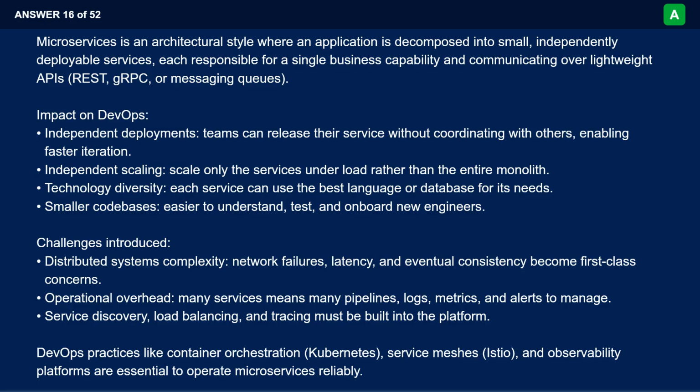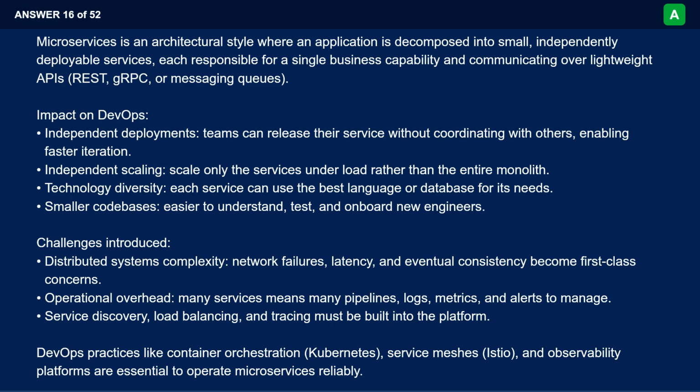Impact on DevOps: independent deployments. Teams can release their service without coordinating with others, enabling faster iteration. Independent scaling. Scale only the services under load rather than the entire monolith. Technology diversity. Each service can use the best language or database for its needs. Smaller code bases. Easier to understand, test, and onboard new engineers.